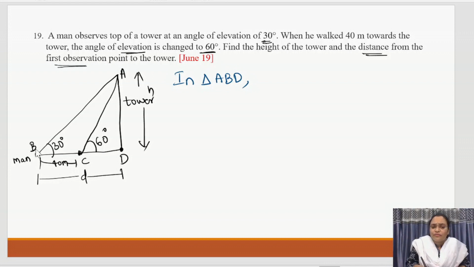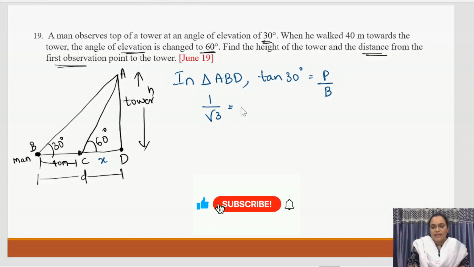See, this is from B and C, we know it is 40 meters, and from C and D, let us take it as x because we don't know the distance of it. So tan 30 degrees is equal to perpendicular by base. Tan 30, which is 1 by root 3, is equal to the perpendicular, that is height h, divided by the base. So we need to take the whole thing, which is 40 plus x.